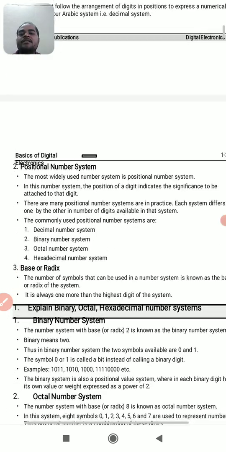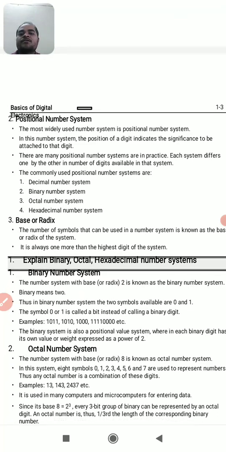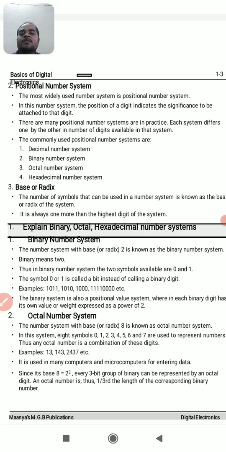Next, the second number system we have is called the positional number system. It is the most widely used number system. In this system, the position of a digit indicates the significance attached to that digit. For each number we write in this system, a position is specified for each digit. There are many positional number systems, and among them we use four basic ones: first the decimal number system, second the binary number system, third the octal number system, and fourth the hexadecimal number system.